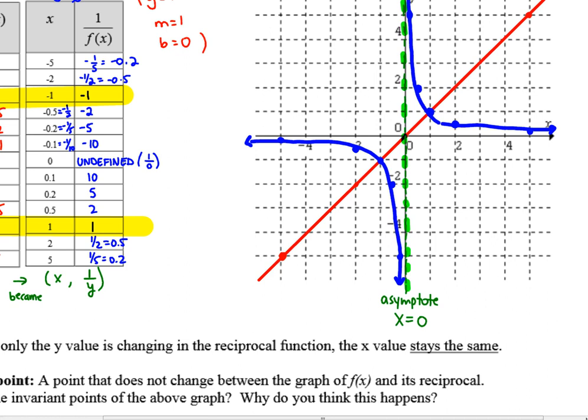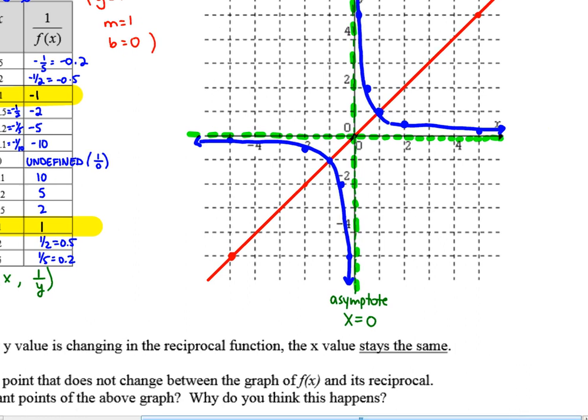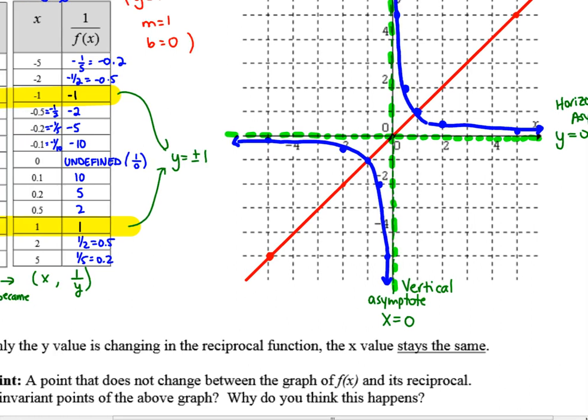On the x-axis, yeah. So you're going to have one at y equals 0. So that's the horizontal asymptote. And that one will always be there. And then the vertical asymptote will always be where the original x-intercept was. Vertical asymptote, x equals 0. Okay? And notice your invariant points are always going to be the points of intersection. And that always occurs when y is equal to 1 or negative 1. Okay? So those invariant points are when y is equal to plus or minus 1. Because if you take the reciprocal of 1, it's still 1. If you take the reciprocal of negative 1, it's still negative 1. Those are your invariant points.